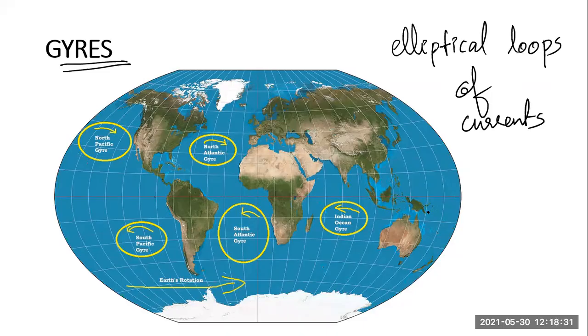Elliptical loops of currents formed in the ocean basins. For example, we have five. You can mention the name of five of them: the North Pacific gyre, the South Pacific gyre, the North Atlantic gyre, the South Atlantic gyre, and the Indian Ocean gyre. There are five major gyre systems in the world.